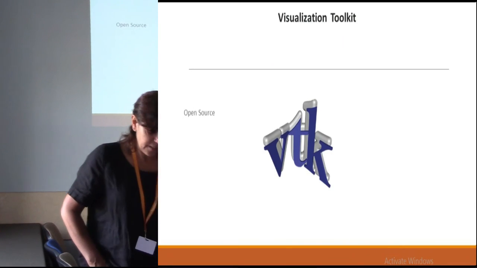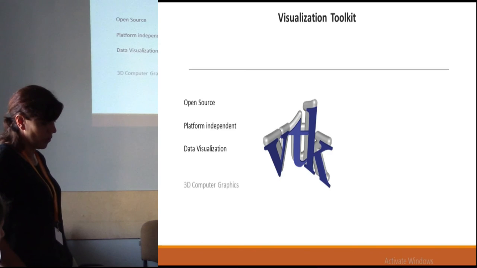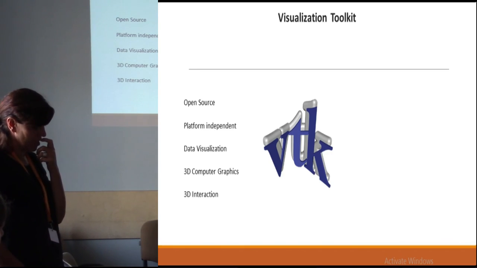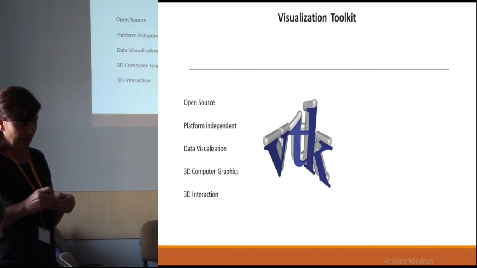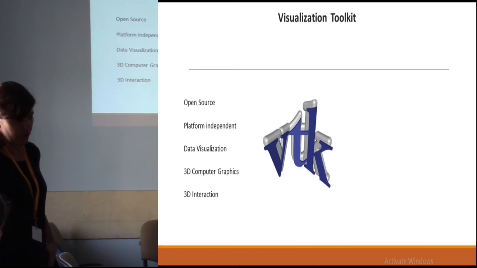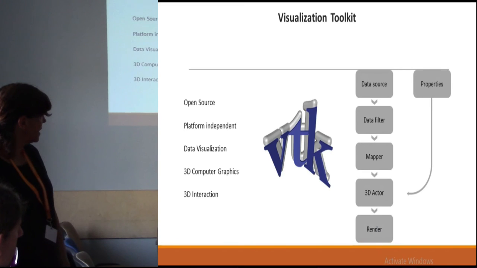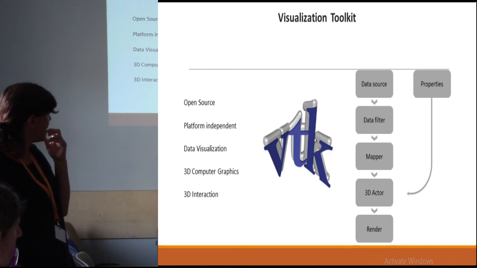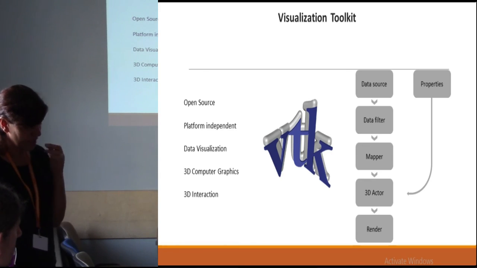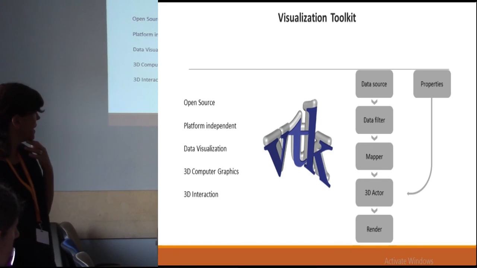The Visualization Toolkit is an open source, freely available software. It is designed to be platform agnostic, and it should be possible to compile and run it about anywhere. The software system is mostly used for visualization purposes, for computer graphics and 3D interaction. The central structure of the visualization toolkit begins with the initial data. Then you can apply filters and mapping to obtain the 3D actors. The properties model is then used to adjust visible properties like transparency or color of the actors before they are finally handled.